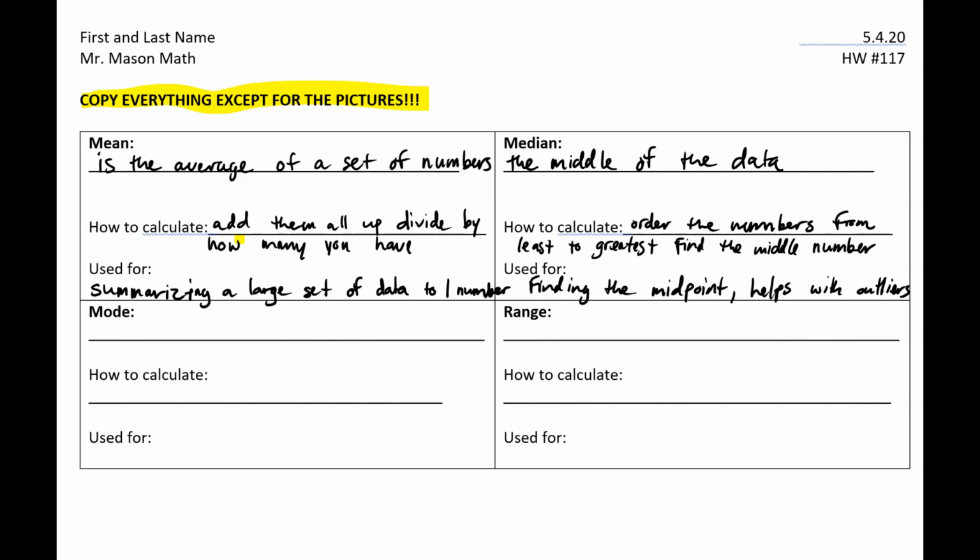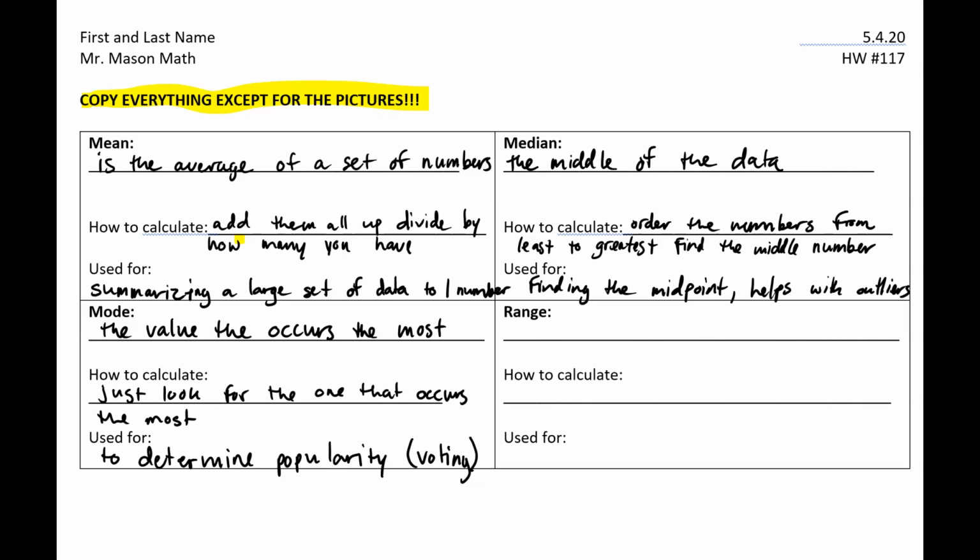The mode. That's the value that occurs the most. It's not the biggest number, it's just the one that pops up the most. And how do you calculate it? You just look for the one that occurs the most. And usually it's used to determine popularity. Think voting. So if I surveyed the class on who their favorite basketball player was, and there were 7 LeBrons to 4 Kyries to 5 Kevin Durants, I'd say, oh, LeBron is the mode in this data set because he occurs the most, right?